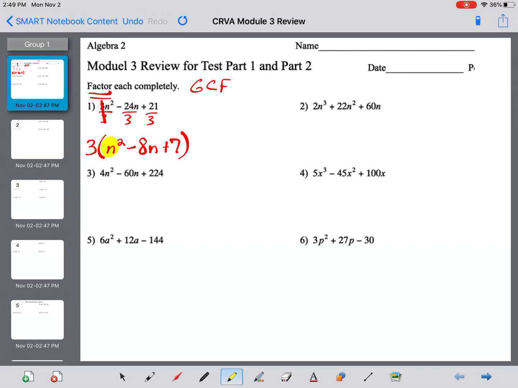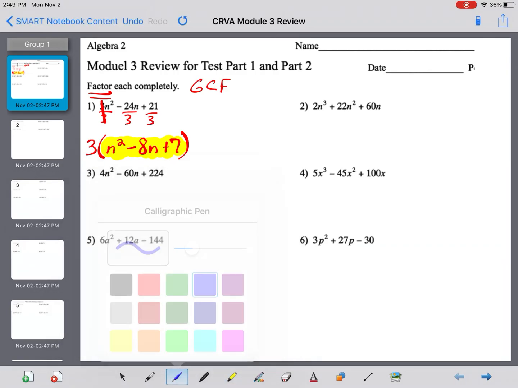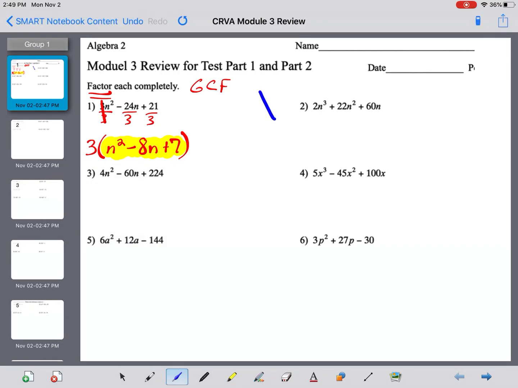Now, I always try to factor completely. Now I still have a trinomial, but it looks like that now. Try to factor that even further. And so when your leading coefficient is 1, because now it is a 1, I've divided that 3 out, you look for ways to multiply to 7 and add to the b value, which is negative 8. And negative 1 and negative 7 work here.